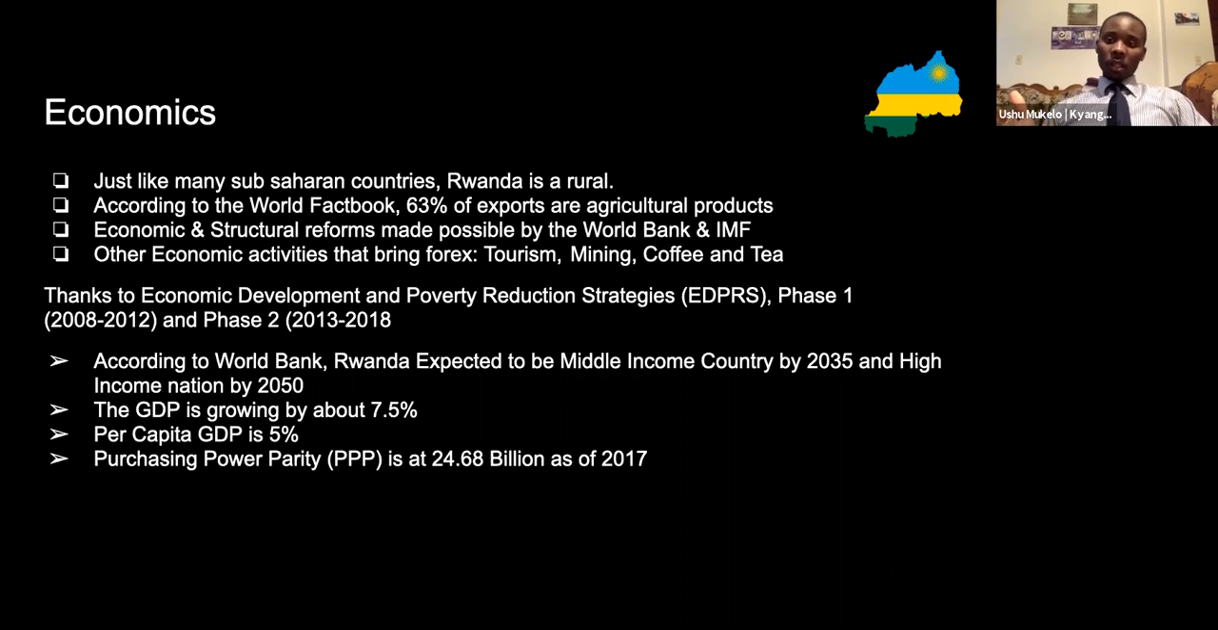Thanks to the economic development and poverty eradication strategies, or EDPRS, as many Rwandans know it, which was in two phases as of now. Phase one ran from 2008 to 2012, and phase two from 2013 to 2018. According to the World Bank, Rwanda is expected to be a middle-income country by 2035 and a high-income nation by 2050. The GDP is growing by about 7.5%. The per capita GDP itself is 5%. And then the most important key to look at is the purchasing power parity for Rwanda, which is at about 24.68 billion. And these figures are as of 2017.